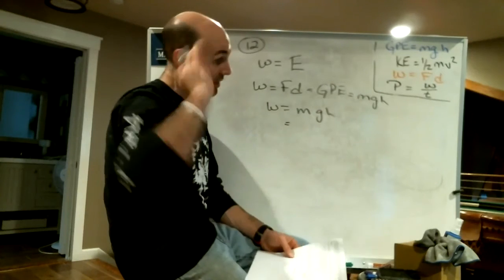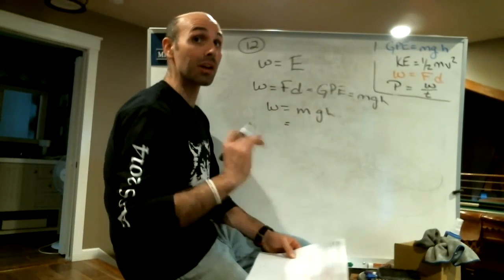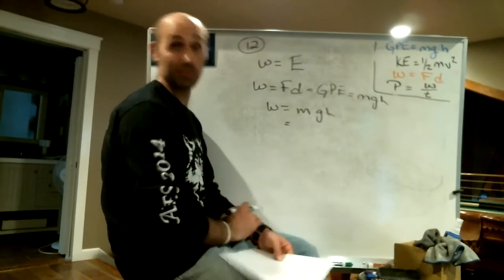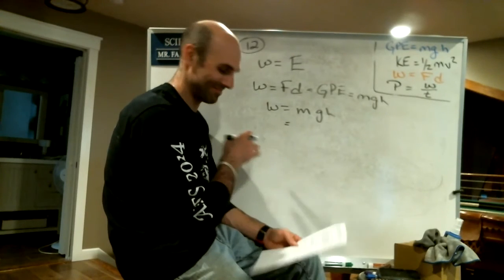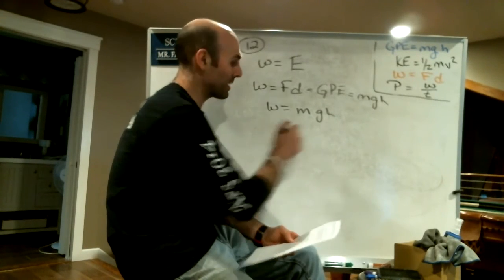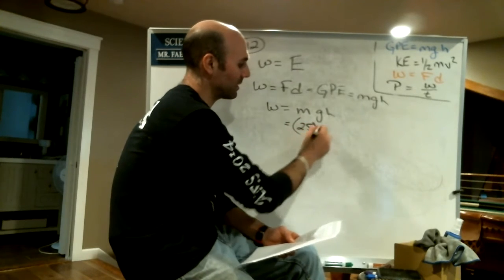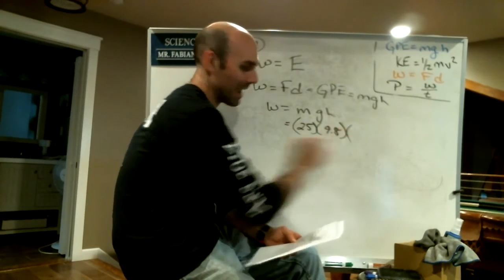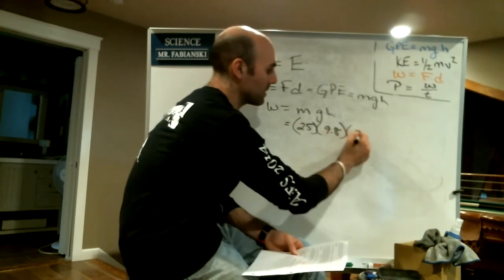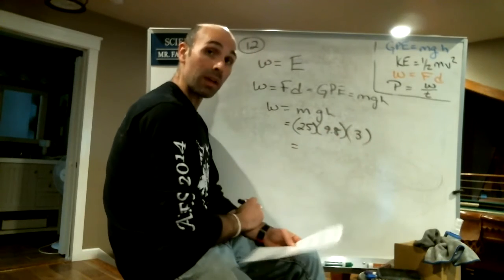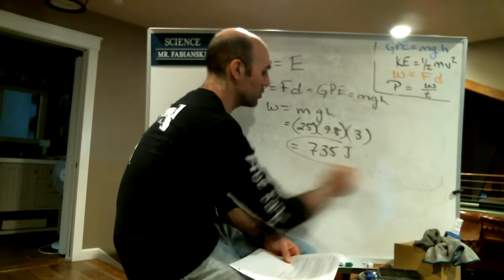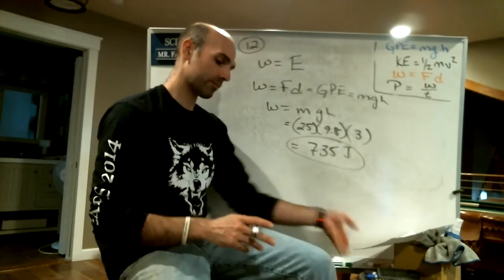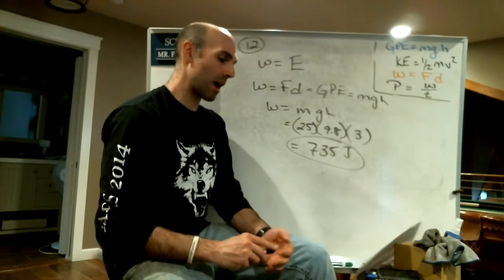If I haven't jammed this into your guys' head that work and energy are the same, I don't know what else we could do. Work and energy is the same. So we got 25 kilograms, 9.8, and it's being moved 3 meters up the hill. Multiplying all of this out, we get 735 joules of work.